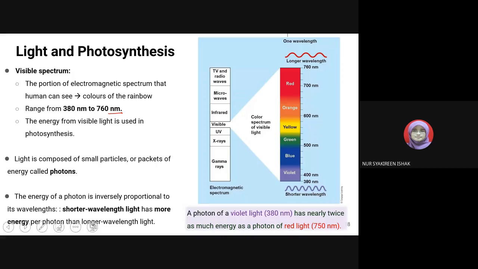Okay, so kalau tengok kat sini, 380 dia start dengan violet kan. So ingatlah color of rainbow. Dia start dengan red, orange, yellow, green, blue, violet. So ingatlah dia punya color dia tu kan.